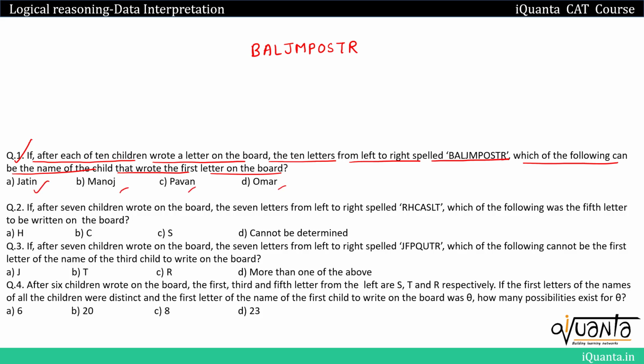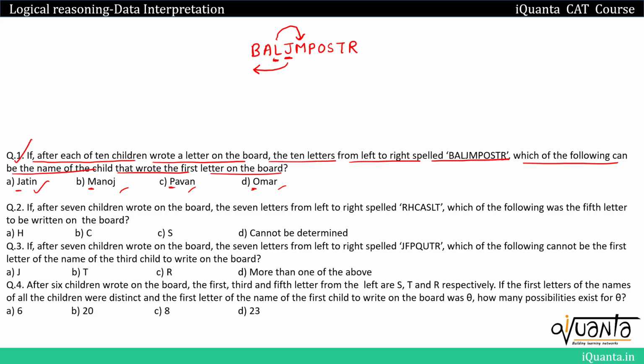So we basically have to check if the first letter that was written on the board was J or M or P or O. So we'll check only for J, M, P and O. If you assume that J was the first letter that was written, and we look to the left of J, then we can see that we have an L over here, but alphabetically L comes after J. So L must have been written to the right of J, but it is on the left of J.